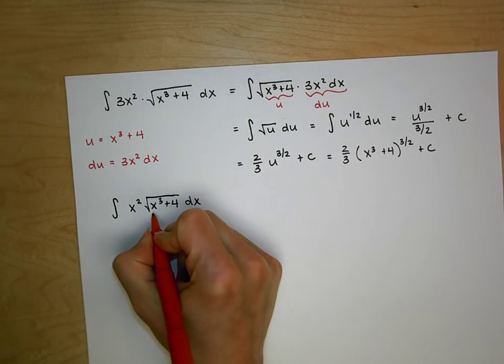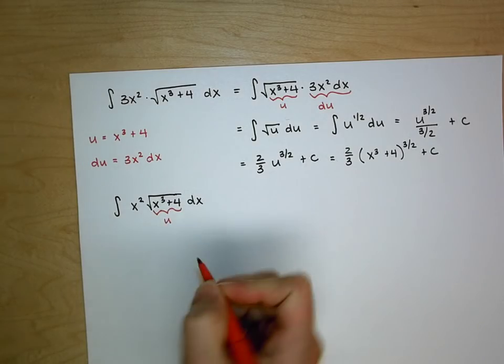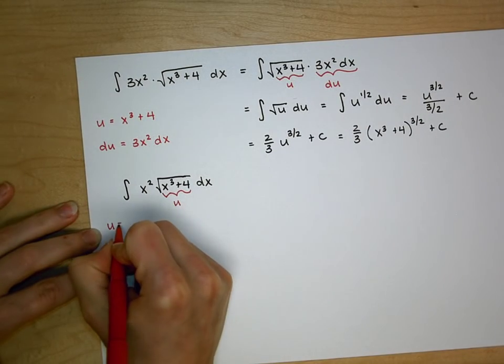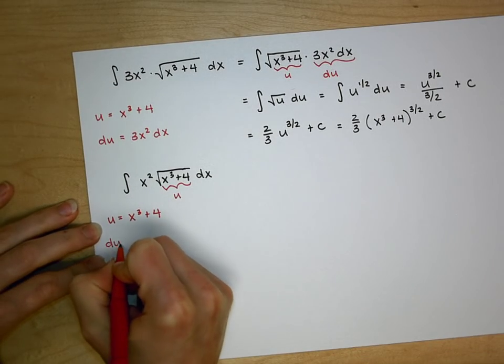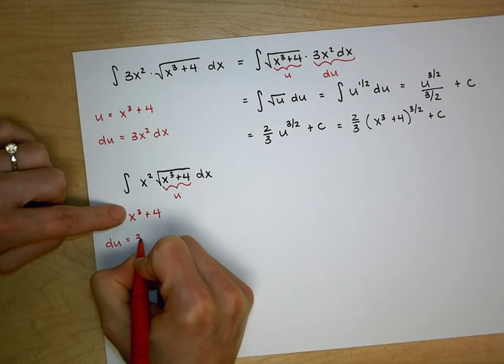So let's make this part the u part again, because it's still the inside piece. u is x cubed plus 4, and then du is then going to be 3x squared.